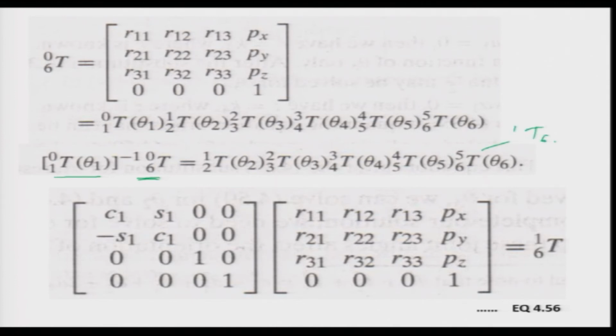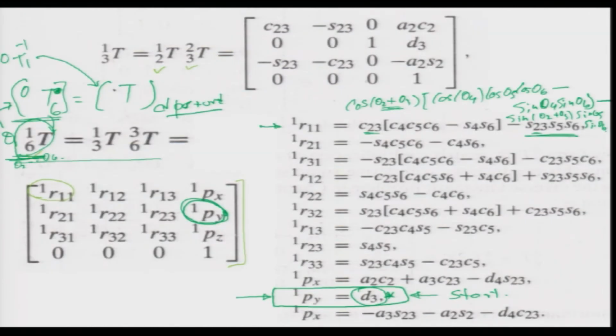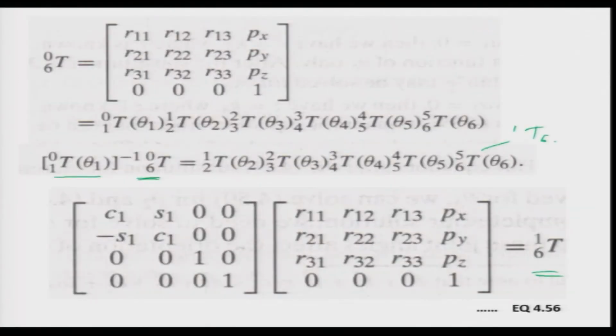So this is our equation, T 1 to 6, and you know what T 1 to 6 is. This is T 1 to 6 that we have got here. This is my T 1 to 6, which is here. Now what we do is we know what this matrix is.